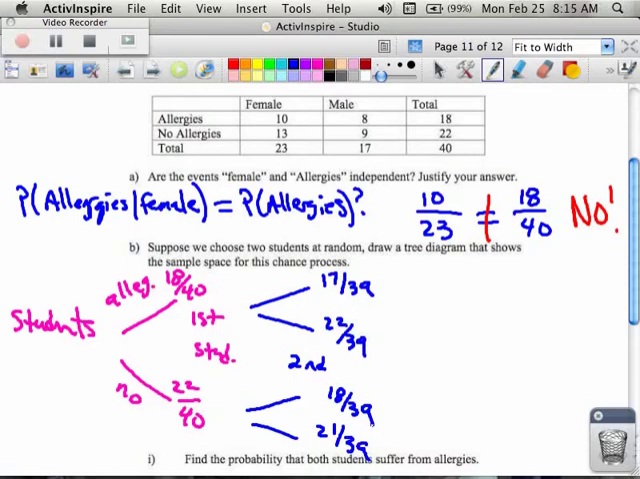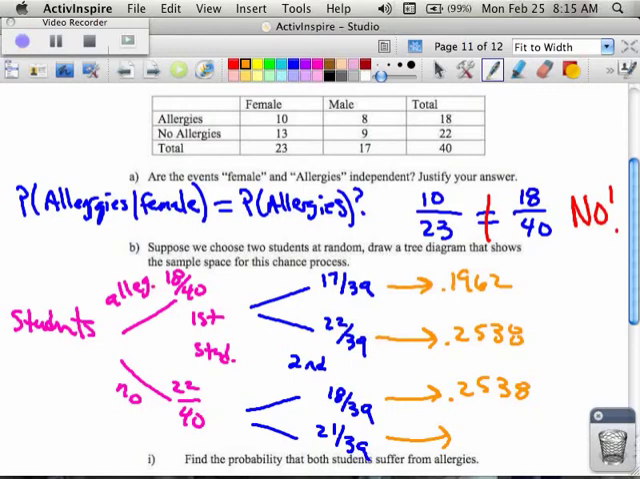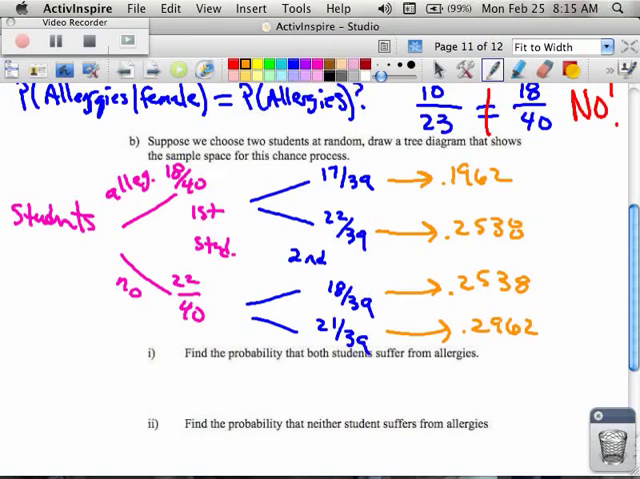If I look at the probabilities for each of these cases, when I multiply the probabilities, the first one turns out to be 0.1962. The second one is 0.2538. The third one is 0.2538. And the last one is 0.2962. So these were the allergies, not allergies, allergies, not allergies, allergies, and not allergies.